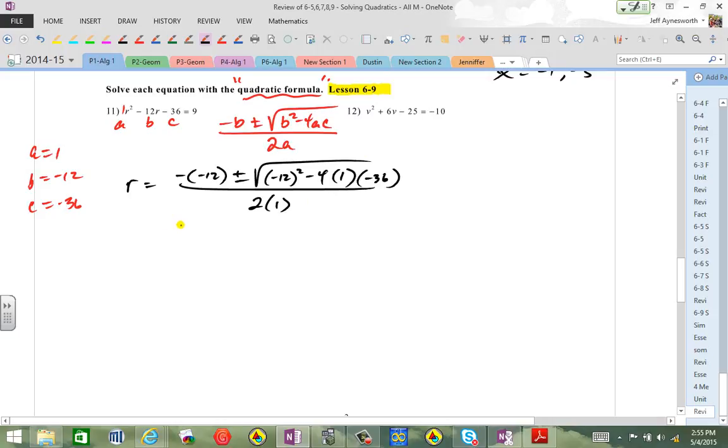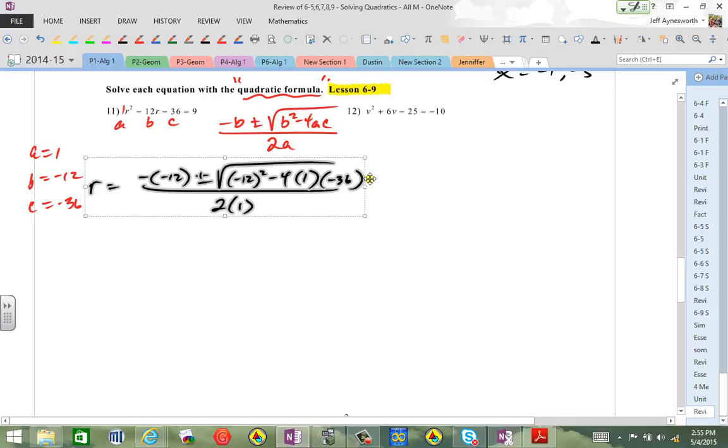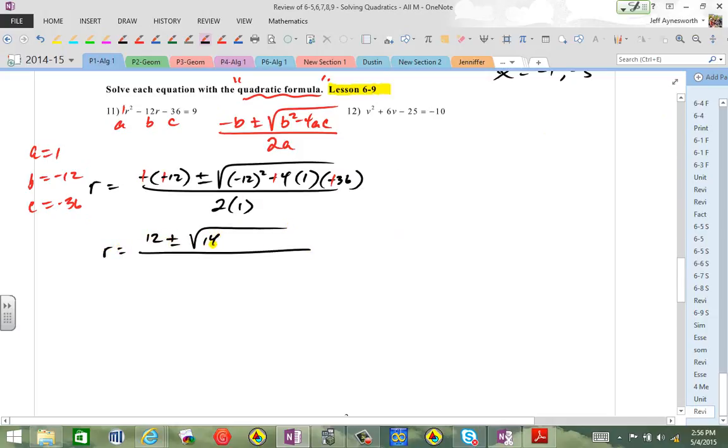All right, so now what we want to do is simplify. So look for my double negatives here, and I see one here. So I get r is equal to 12 plus or minus the square root of 144. That's what negative 12 squared is, positive. Plus 4 times 36 would be 120, 144.